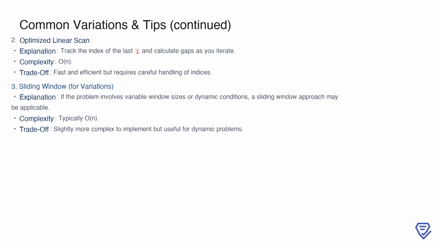Another approach to consider, especially for variations of this problem, is the sliding window technique. This method is particularly useful when the problem involves variable window sizes or dynamic conditions, such as maximizing certain values or meeting thresholds. Like the linear scan, the sliding window typically achieves O(n) complexity but may require more effort to implement correctly. By understanding the strengths and trade-offs of each approach, you can choose the most suitable one based on the specific requirements of the problem or variation you're working on.